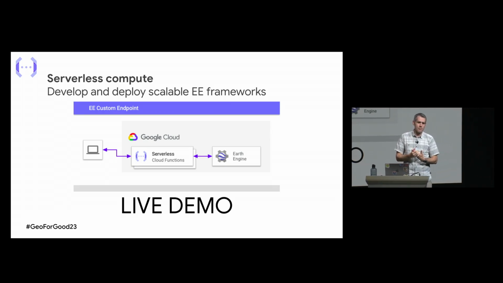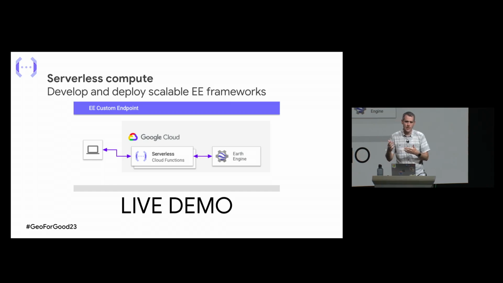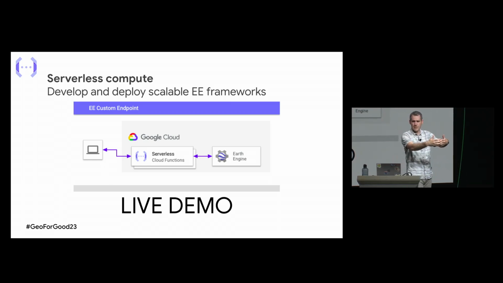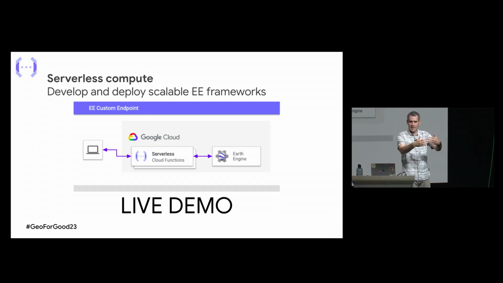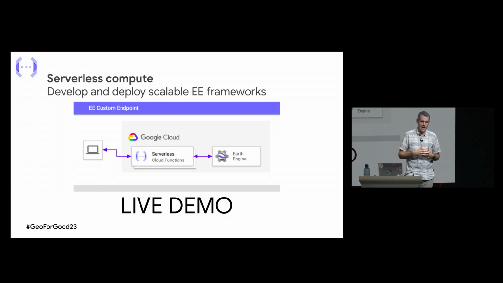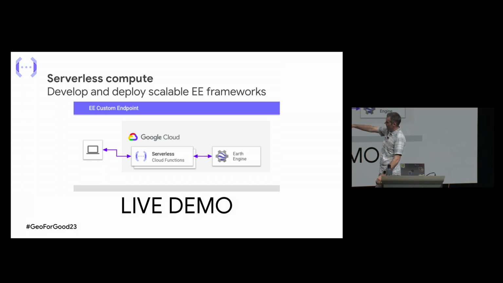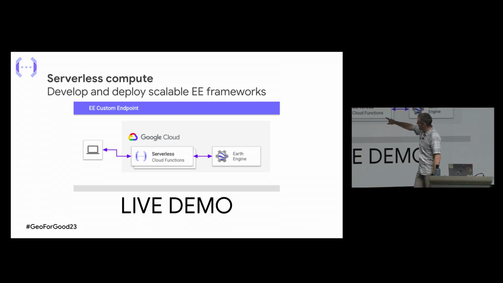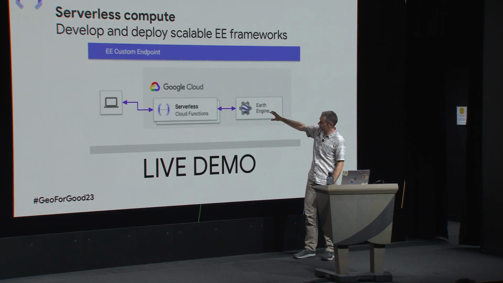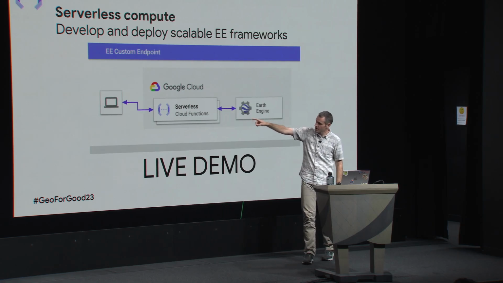One of the things that people like to do a lot of the time with Earth Engine is to build an endpoint where you can send information to an endpoint and get information back. So using this simple architecture here, we're going to send information to a Cloud Function, and it's going to compute stuff in Earth Engine, and it's going to send it back to the user.